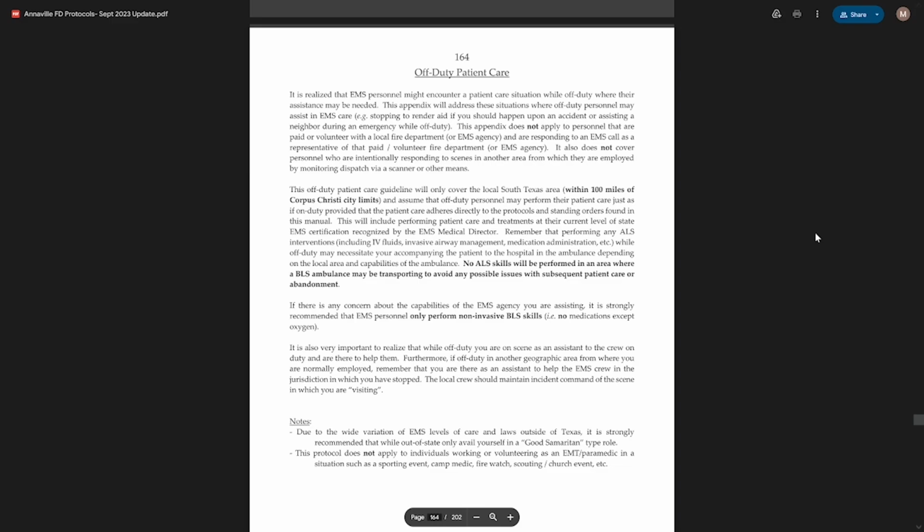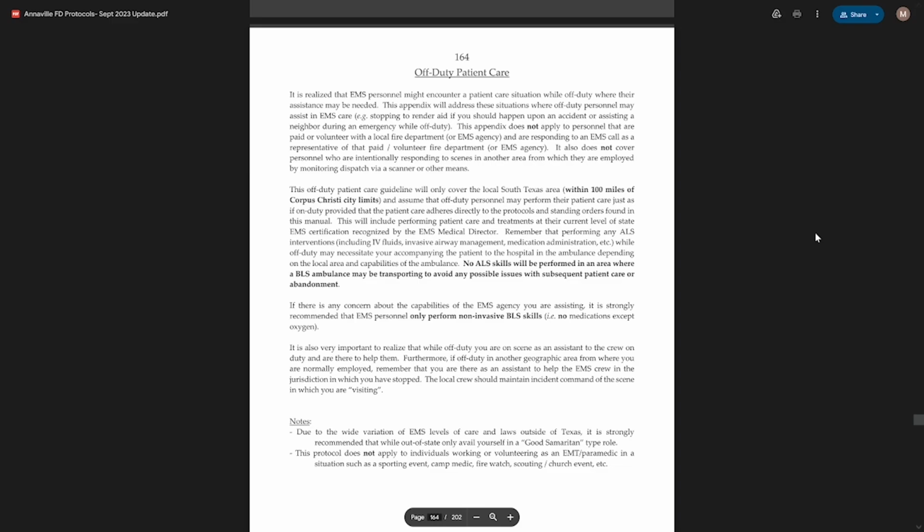This will include performing patient care and treatments at their local current state level of EMS certification recognized by the EMS medical director. Remember that performing any ALS intervention, including IV fluids, invasive airway management, medication administration, etc., while off-duty may necessitate you accompanying the patient to the hospital in the ambulance, depending on the local area and capabilities of the ambulance. No ALS skills will be performed in an area where a BLS ambulance may be transporting to avoid any possible issues with subsequent patient care or abandonment.